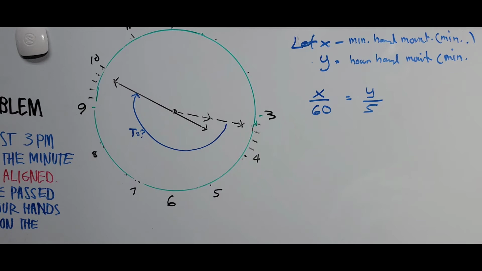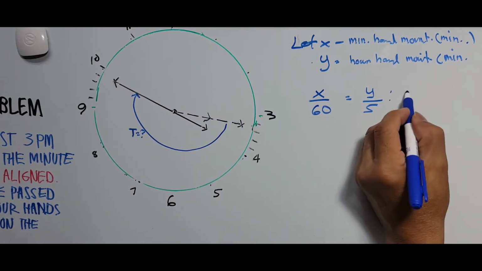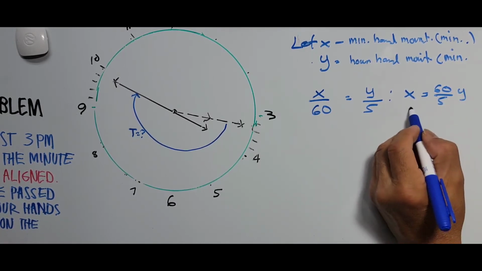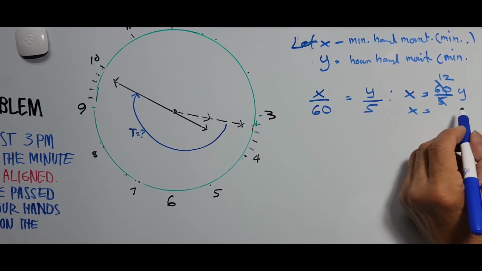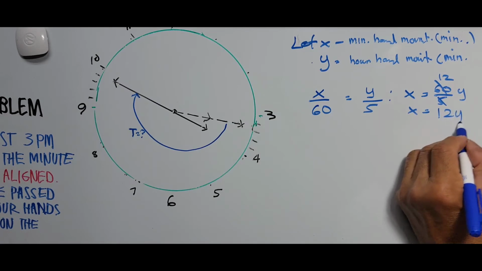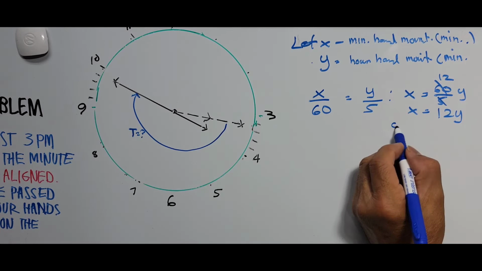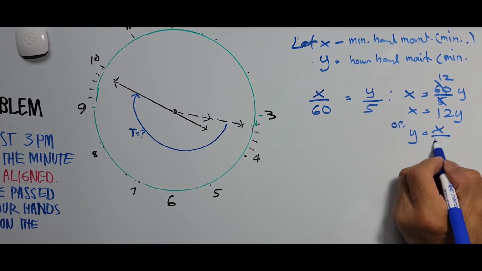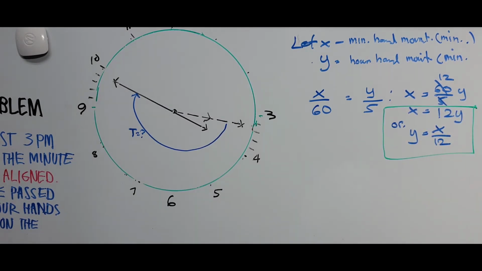So we make a ratio and proportion of those. x equals 60 over 5 times y, or x equals 12y. 5 times 12 is 60, that's 12y. Or y is equal to x over 12. So we just box that up. That's very important information right there.